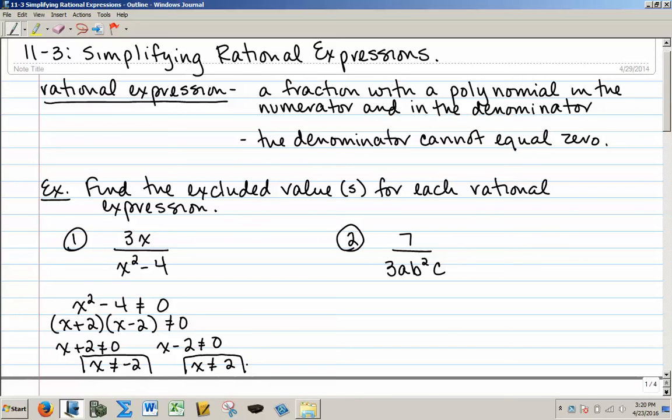Let's look at our second example. 7 over the quantity 3ab squared c. Notice there's no plus or minus in here, so to factor this, I would just factor it down into a 3, an a, 2 b's, and a c. There isn't a whole lot of work to show because if a is 0, the whole denominator is 0. If b is 0, the whole denominator is 0. And if c is 0, the whole denominator is 0. So my excluded values are a cannot equal 0, b cannot equal 0, and c cannot equal 0. Because if any of those variables are 0, then the whole denominator is 0, and you can't have that in a rational expression.